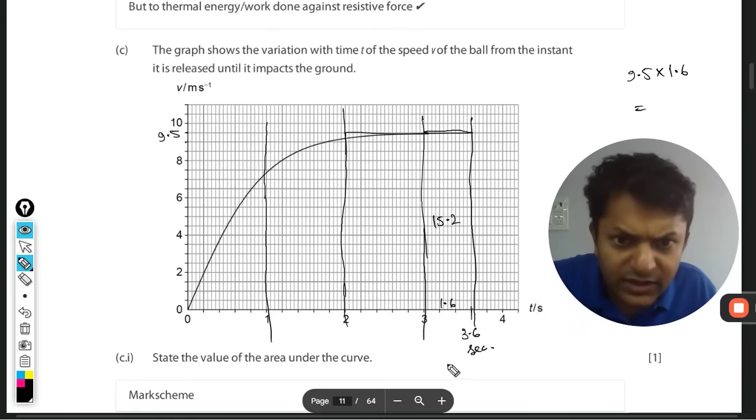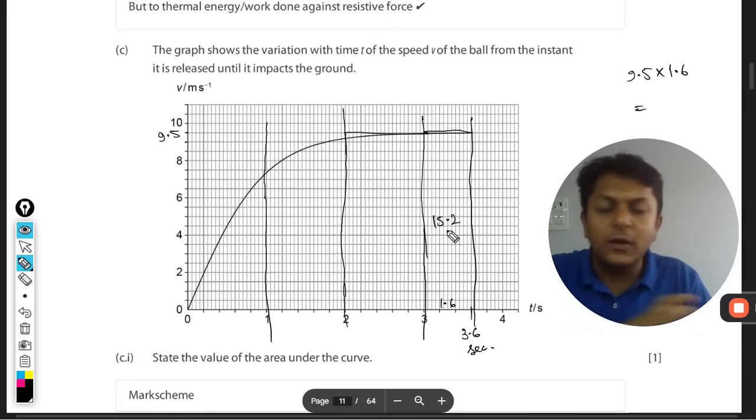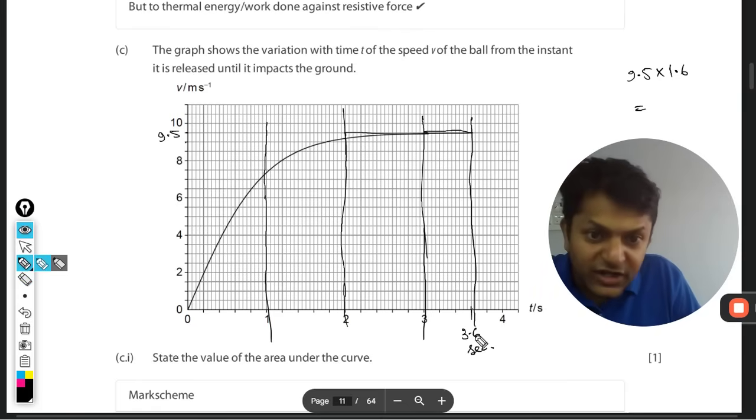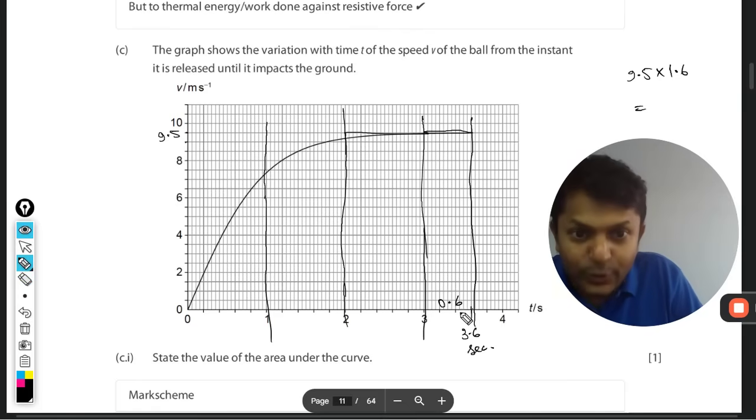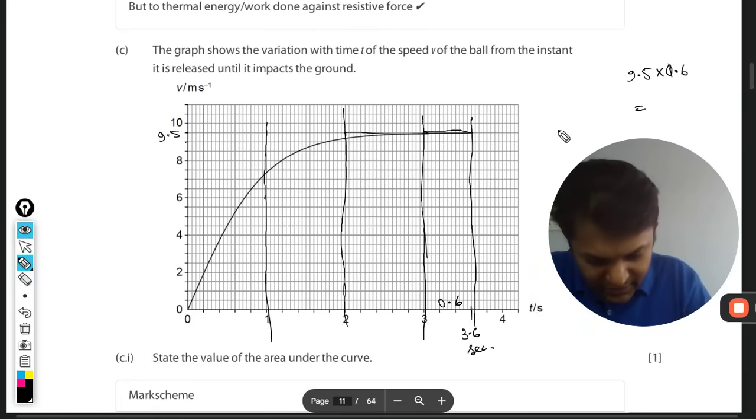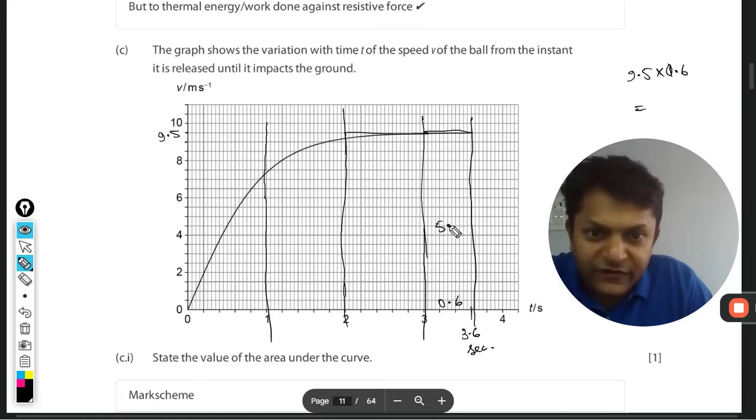Sorry, I think I've done something wrong. Oh, wait a minute. There is a mistake here. This is not 1.6. 3.6 minus 3 is 0.6. I was confused. This is 0.6. Okay, sorry for that. 9.5 multiplied by 0.6, so it comes out to be 5.7.